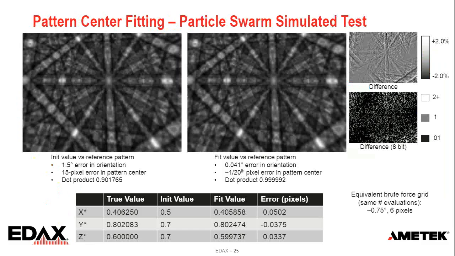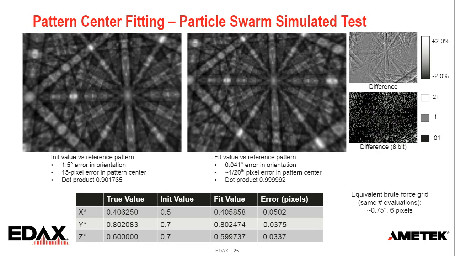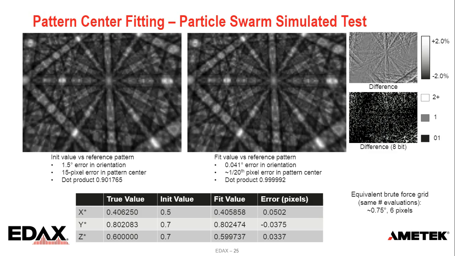And on the right is after doing this particle swarm optimization. And it is still flipping back and forth. It's just that it's so small, it's very difficult to see. And so here on the right is showing the difference between those two images. And it's basically a gray level. And that recovers the true answer to about 1/5 of a degree and 1/20 of a pixel.